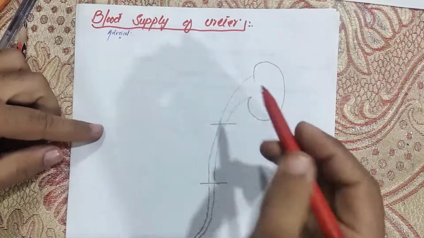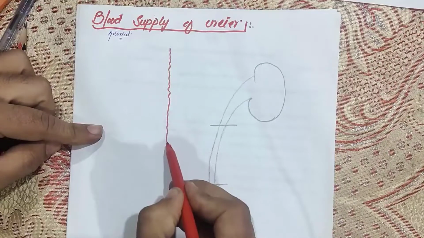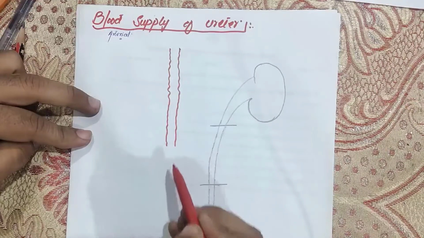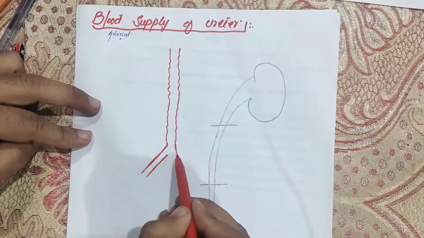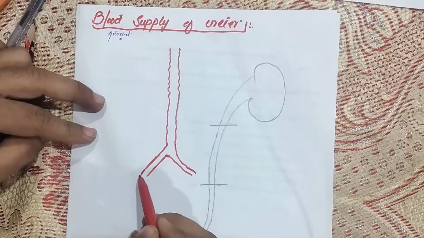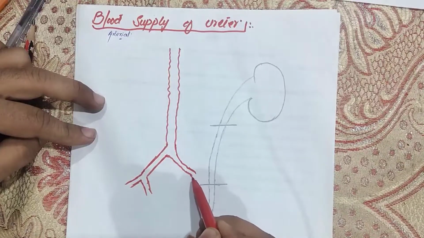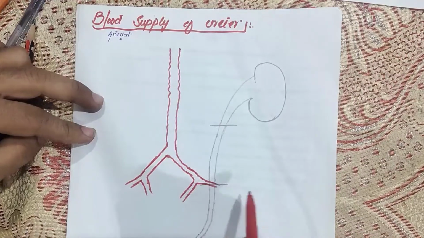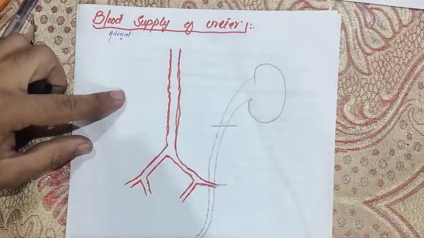Now look carefully. Here we will draw the abdominal aorta also, right? So friends, this is the abdominal aorta. And then the abdominal aorta divides into right and left common iliac arteries, and then the common iliac arteries divide into external and internal iliac arteries. This is the internal iliac artery, and this is the external iliac artery, right friends?